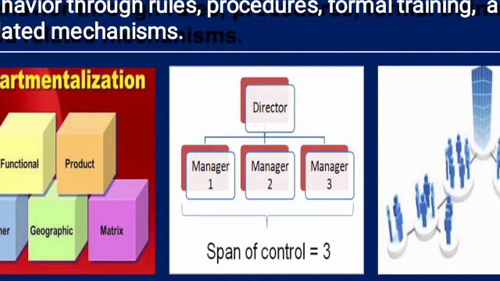Who is going to take the decision? That is called centralization. Formal decision-making authority is held by a few people, usually at the top level. See that one, we have a director, which means the director will take the decision, not the managers. So the managers have to give their ideas to the director and the director has to take the decision.